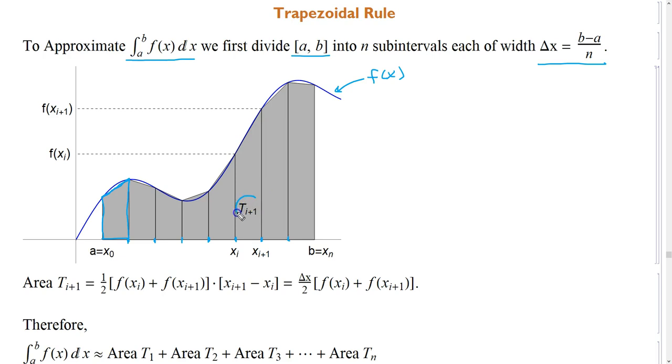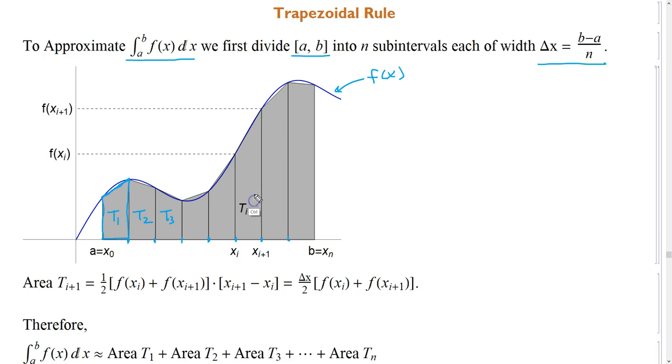We have labeled here trapezoid T sub i plus 1. That's the i plus first trapezoid. So this might be trapezoid T1, T2, T3, and so on. And this would be the point xi, xi plus 1. So this would be trapezoid T i plus 1. Now what we want to do is come up with a formula for this trapezoid.